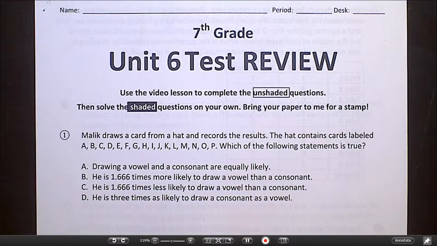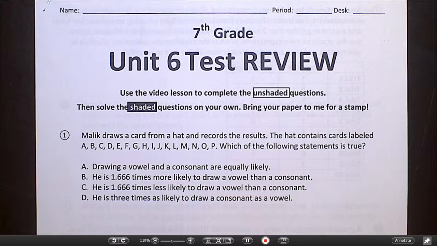This is the video lesson for the 7th grade Unit 6 test review over probability. I will go through the unshaded questions with you. After each unshaded question, I'd like for you to pause the video, work out the shaded question on your own, and then bring it to your teacher to be checked and stamped before you go on to the next question.